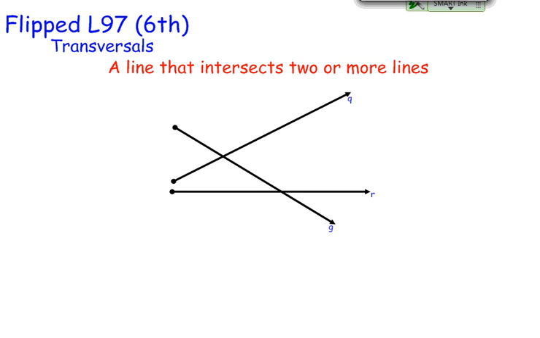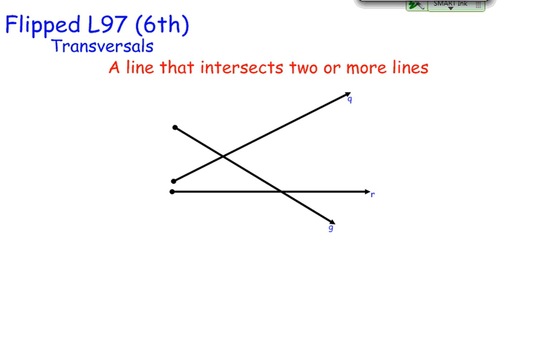Flip lesson 97. We are in for a whirlwind of fun today as we work with what's known as transversals. Transversals really have a simple definition. It says a line that intersects two or more lines.